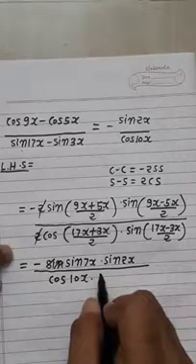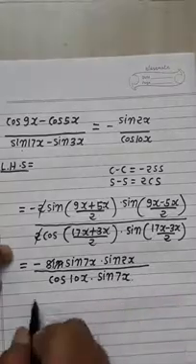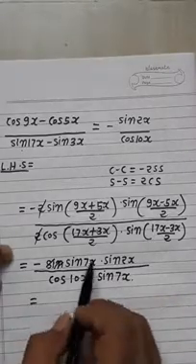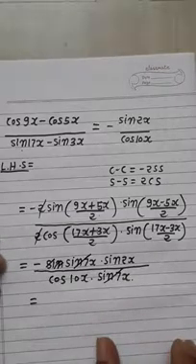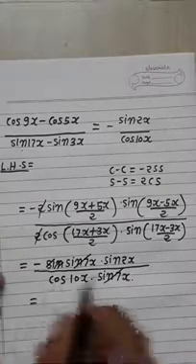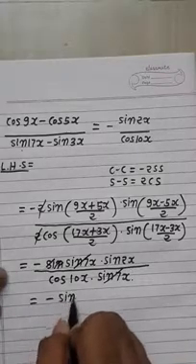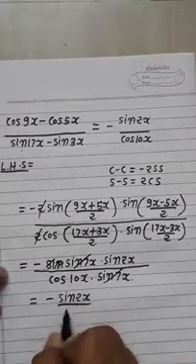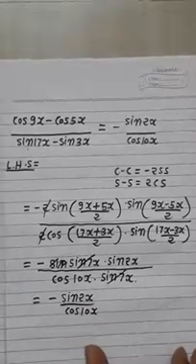So again here we can write sin 7x. Now sin 7x cancels out in the numerator and denominator, so the remaining term is our answer. So the answer is minus sin 2x upon cos 10x. Next question.